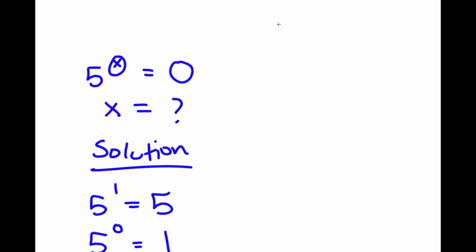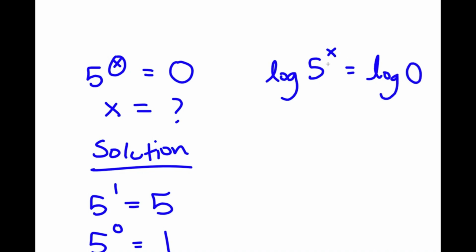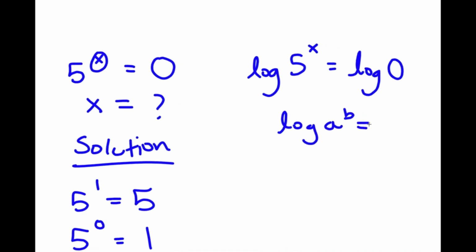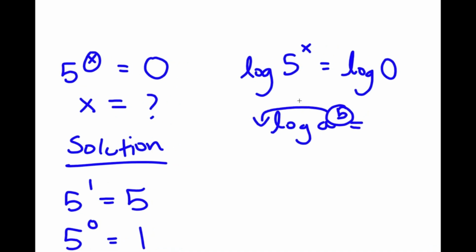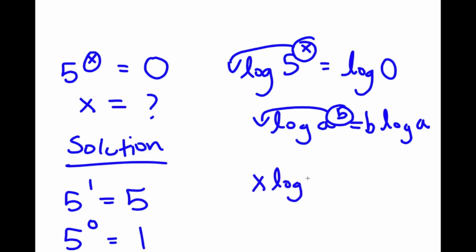So, the first step I'm going to do is take the log on both sides. So I have log 5 to the power of x is equal to log of 0. Now, if I have something in the form log a to the power of b, I can move this exponent b to the front. So this is going to equal b times log a. So in this case, I have log 5 to the power of x, and I can move x here to the front. So now I have x times log 5 is equal to log 0.